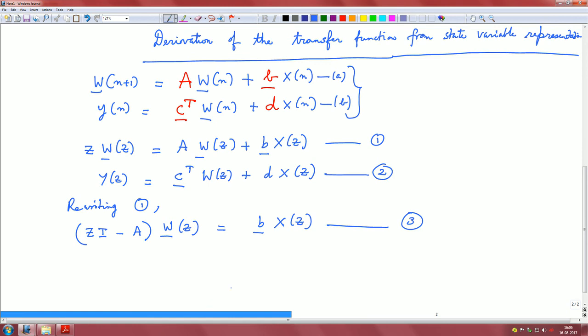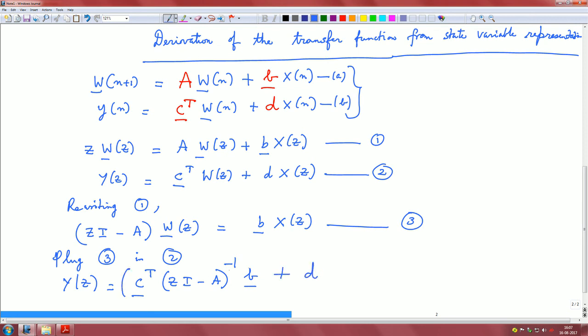Now we can use equation 3 and we can plug it into 2. We will end up with Y of z is basically C transpose times, we have to replace this by W of z here, which is basically ZI minus A inverse times B x of z plus D times x of z. So this is going to be this.